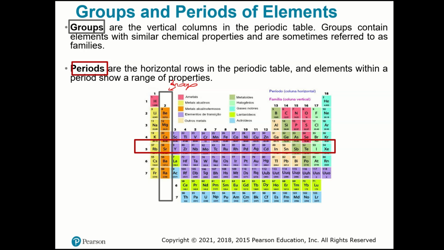And then we have periods, which are the horizontal rows in the periodic table, and elements in the periods show a range of properties. So if you go in the first group, when you do electronic configuration, for example, hydrogen, we have 1s1, and if you go to lithium, 1s2, 2s1. So see, 1 and 1, that is the valence electrons. If you go to sodium, 1s2, 2s2, 2p6, 3s1. See that all the elements end with just one valence electron. Valence electrons are the electrons located in the last shell of energy.